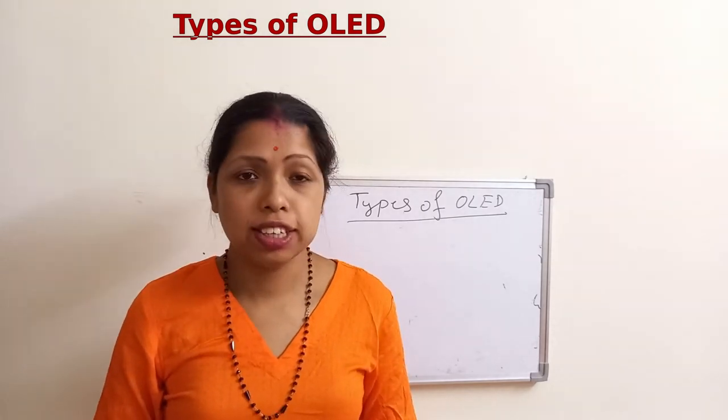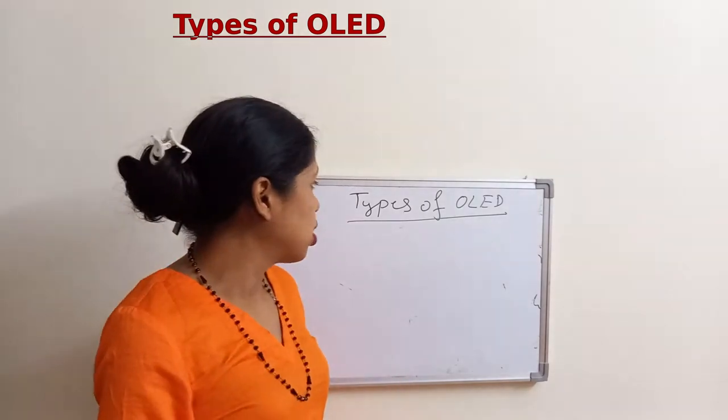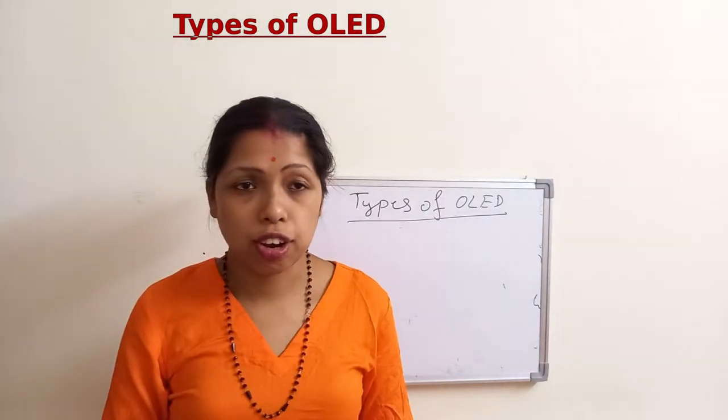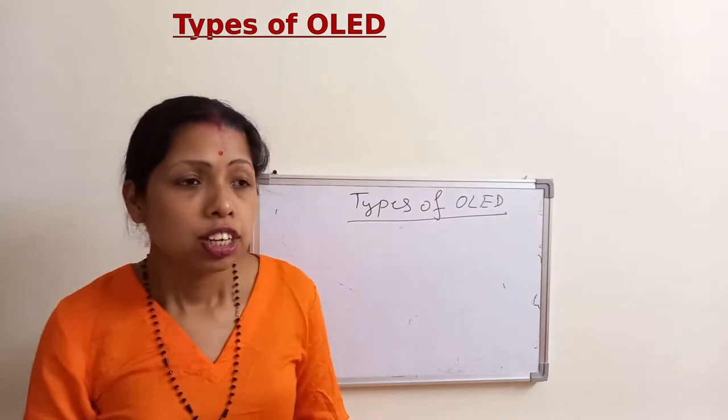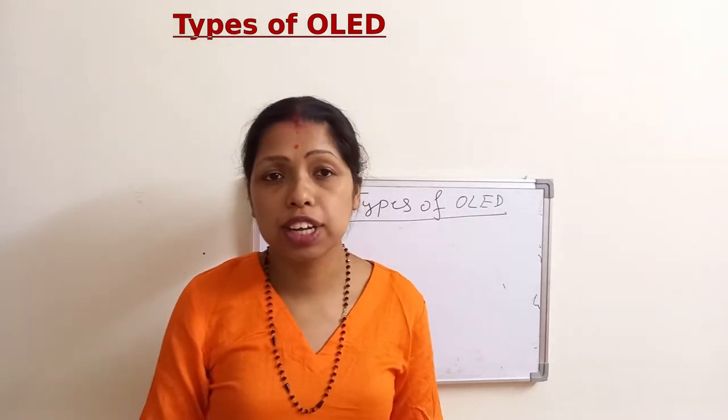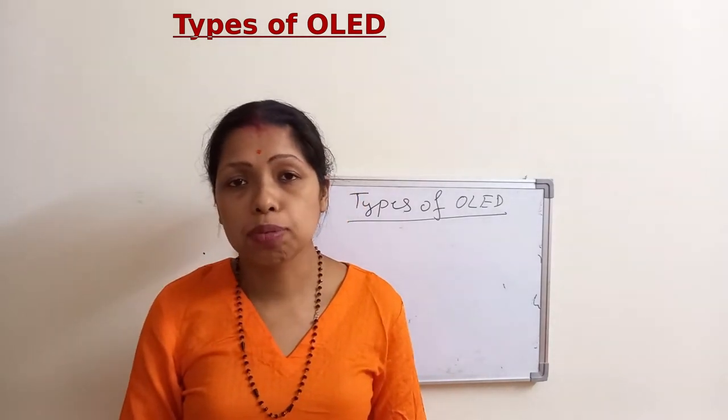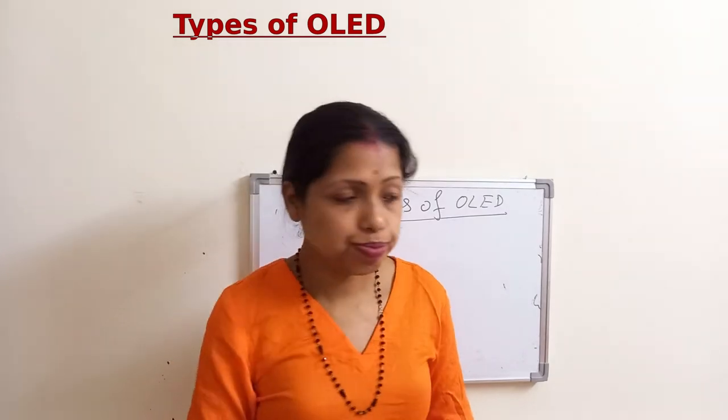So today I would like to discuss the types of the organic light emitting diode. I have already discussed the working principle of the organic light emitting diode. So how many types are there? Based on the applications, there are different types of organic light emitting diode.